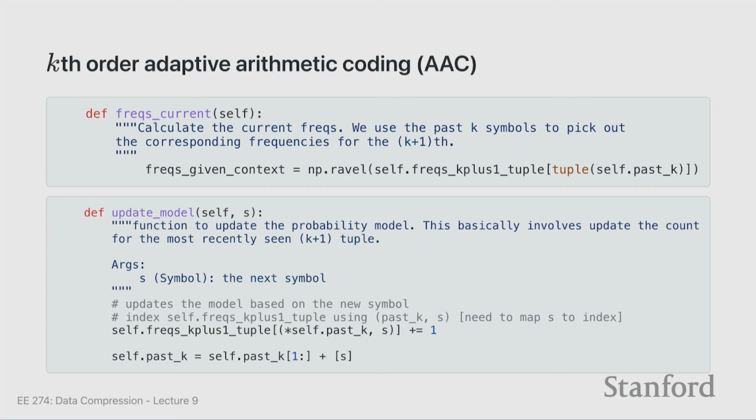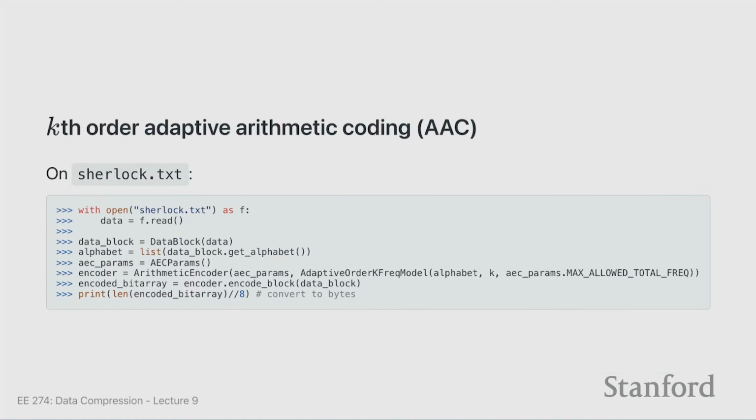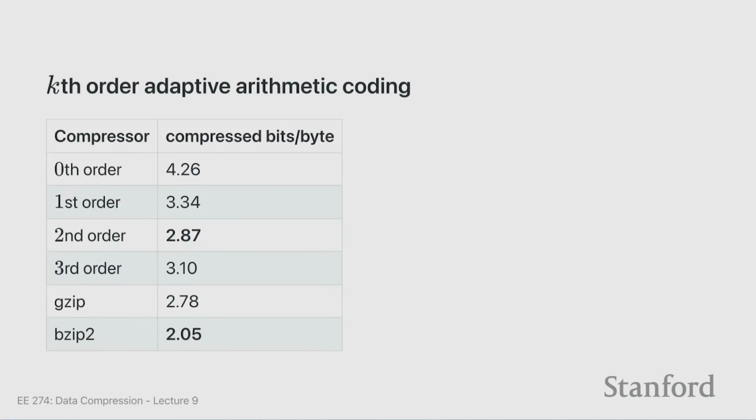So you can implement it. We implemented it. We took the Hound of the Baskervilles and we ran it. Okay. So zeroth order is basically assuming an IID model. First order assumes a first order model, second order, third order. We also ran 2 standard compressors as benchmarks, gzip and bzip2. Okay, so somebody tell me, why does it improve when you go from 0 to second order?